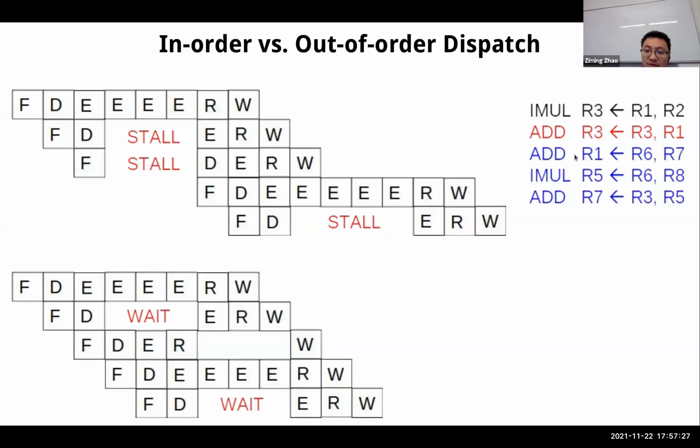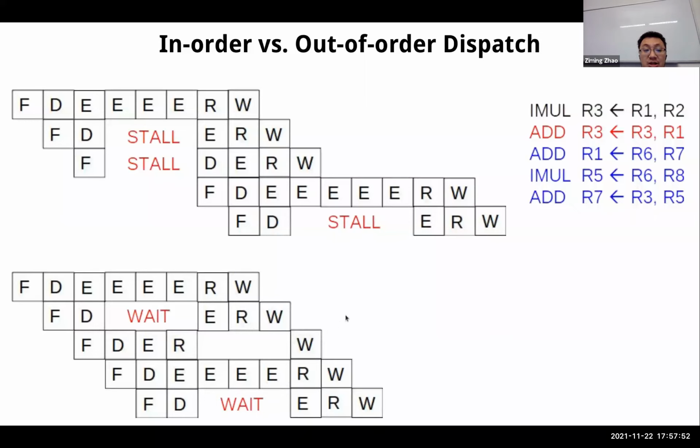Then we do the same thing for the fourth instruction and the fifth instruction. The fifth instruction relies on the fourth instruction, so it has to wait. You can see that in this out-of-order execution, the fourth instruction finishes before the second instruction. That's why it's called out of order.